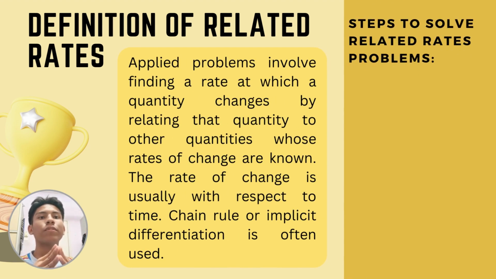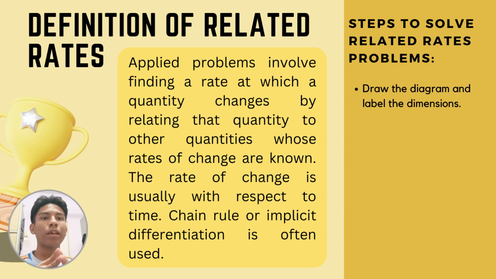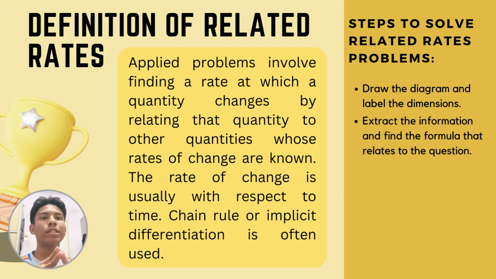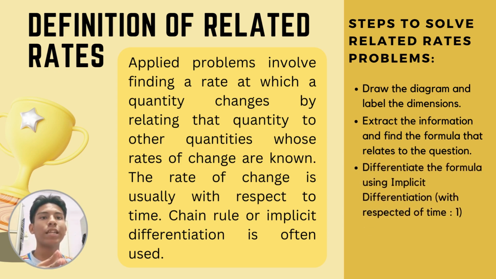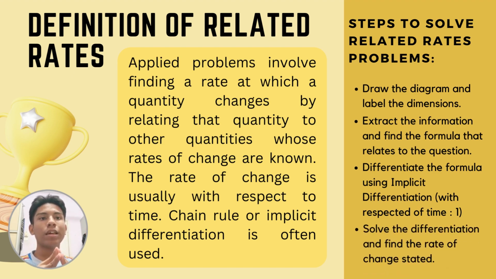Steps to solve related rates problems. The first step is to draw the diagram and label the dimensions. Number 2 is to extract the information and find the formula that relates to the question. Number 3, differentiate the formula using implicit differentiation with respect to time. And the last step is to solve the differentiation and find the rate of change stated.